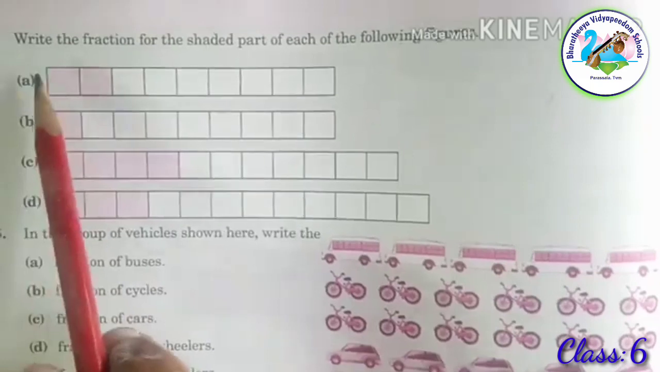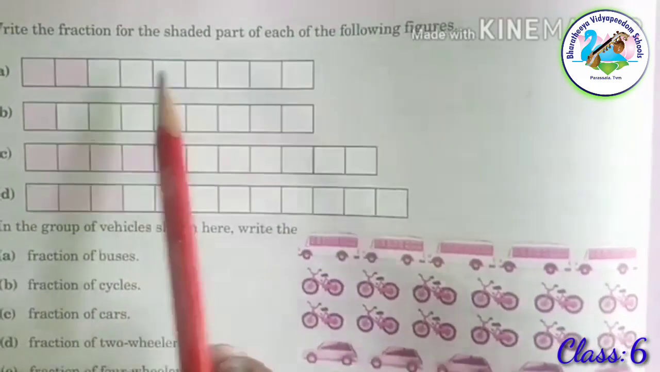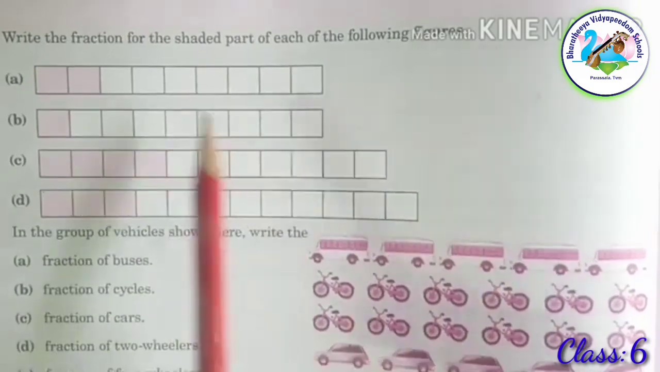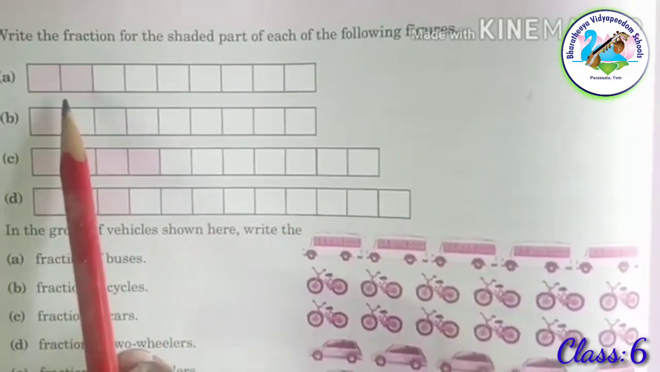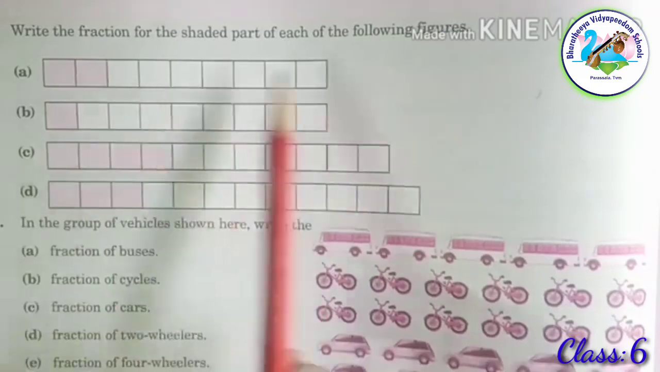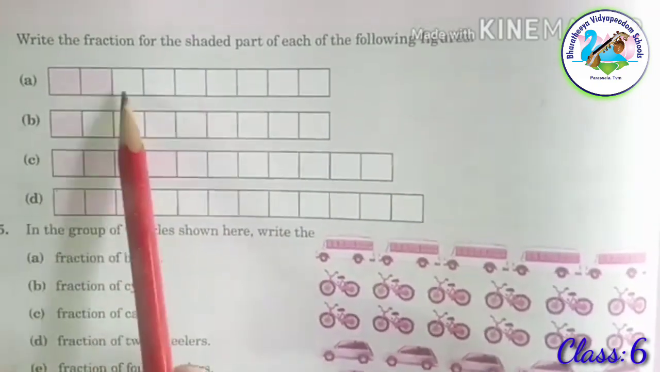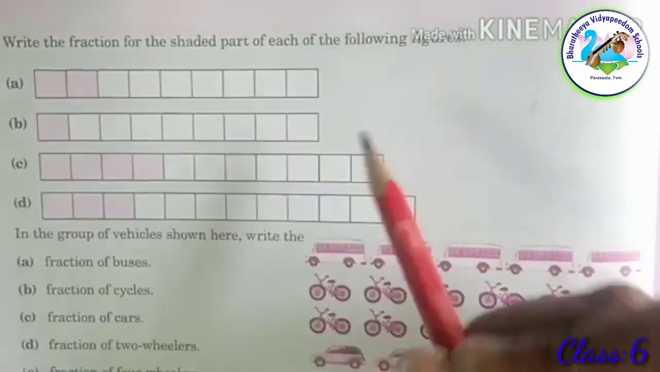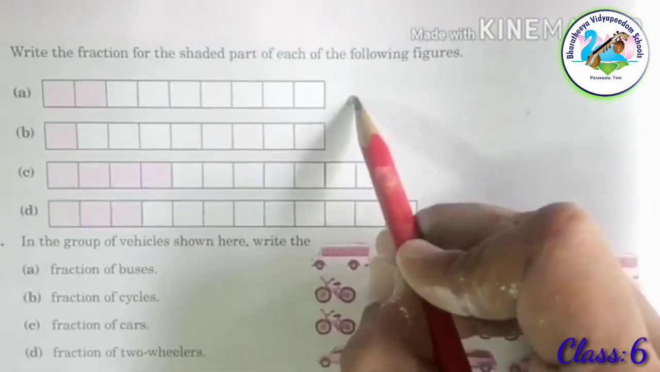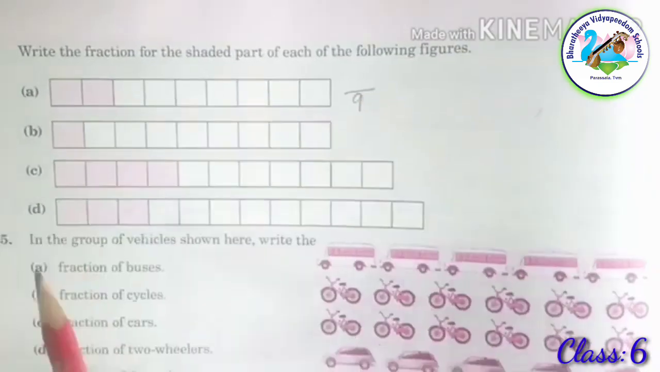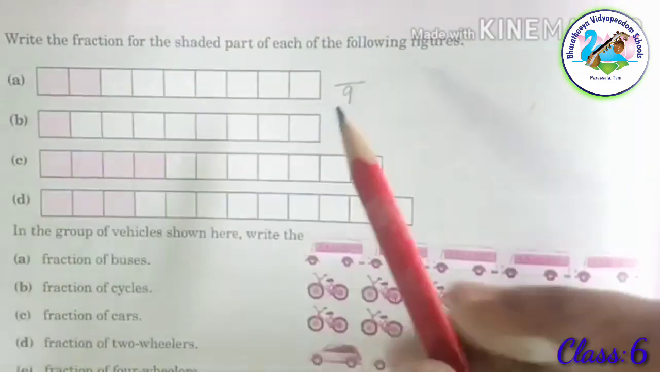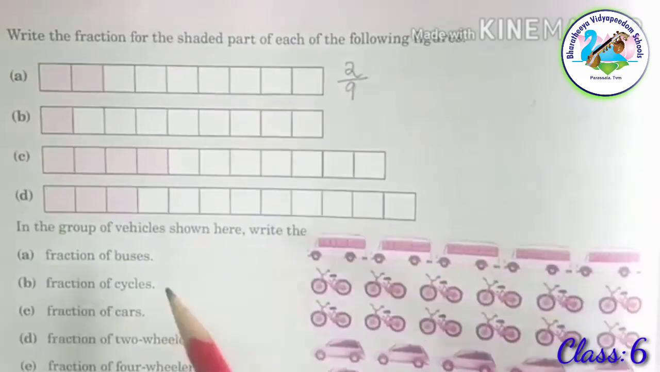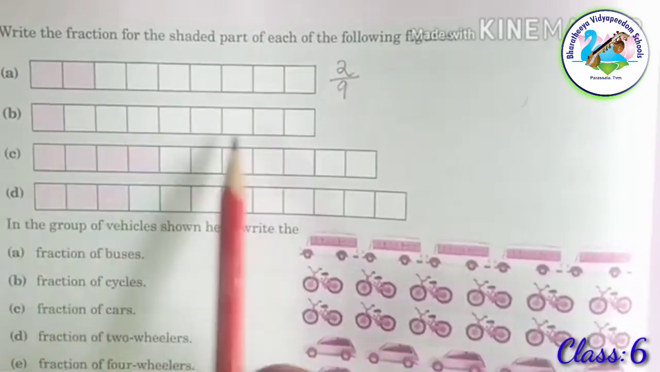Question number 4. Write the fraction for the shaded part of each of the following figures. You have to find out the fraction for the shaded part. So how many parts are there? 1, 2, 3, 4, 5, 6, 7, 8, 9. 9 parts are there. So out of 9, how many parts are shaded? 1, 2. 2 parts are shaded. So 2 by 9.